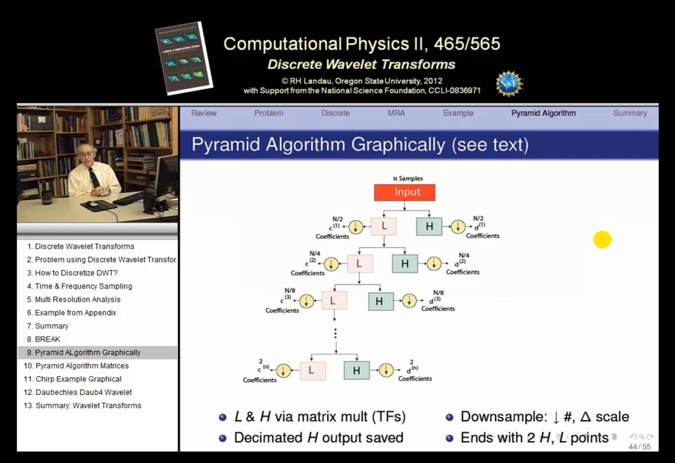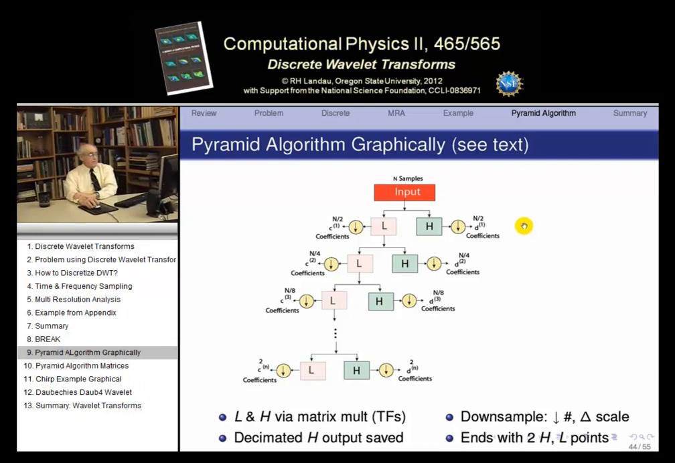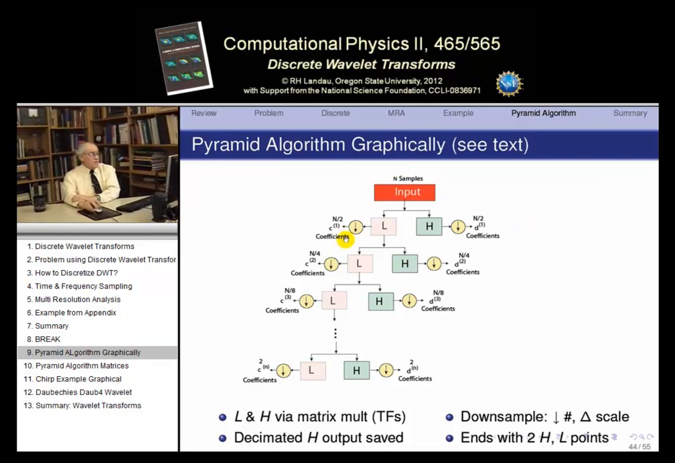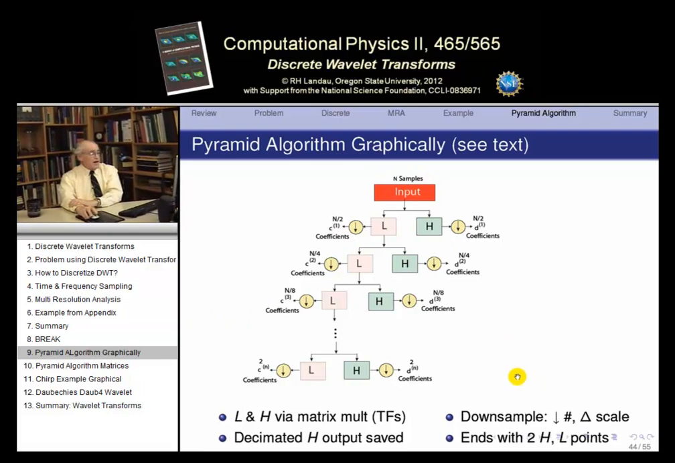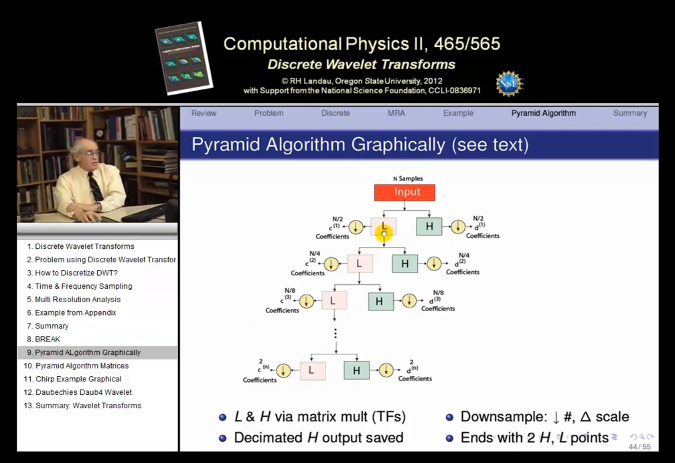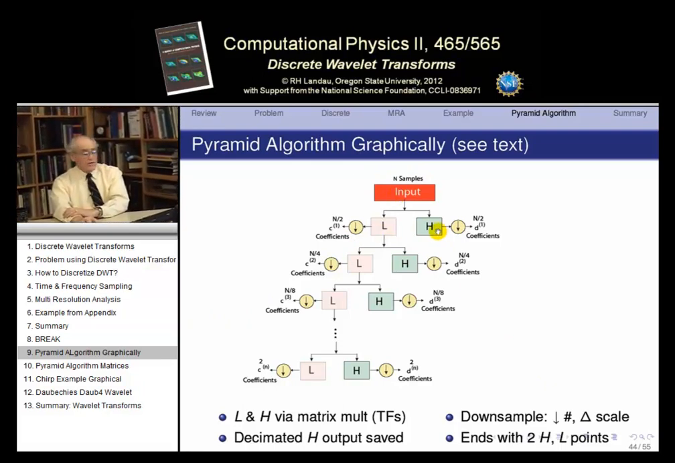So here's slide 44. This is the pyramid algorithm described graphically. And I advise you, let's talk about this a little bit here, but you probably need to read the text to understand each piece and see how the pieces fit together. So what we have here is, we have lots of stuff on this graph. This is the pyramid. Notice how, start off with n signals, a finite number of signals. That's the input. We pass it through a high and a low pass filter.